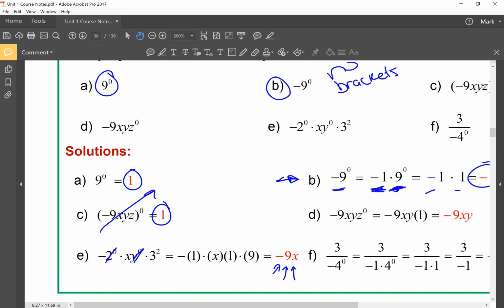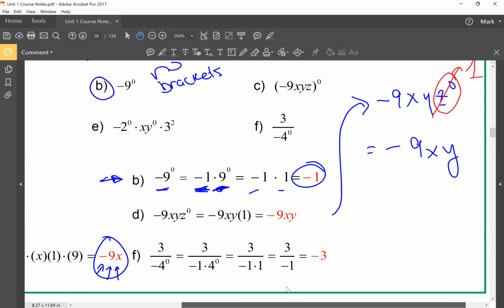Some of you, when you do E, might answer -x times 9. That's completely correct. It's just that in math, we like to put the numbers in the front. They're called coefficients. I don't care if you put the 9 first or after, but it's a math preference to put the number first. All right, F.